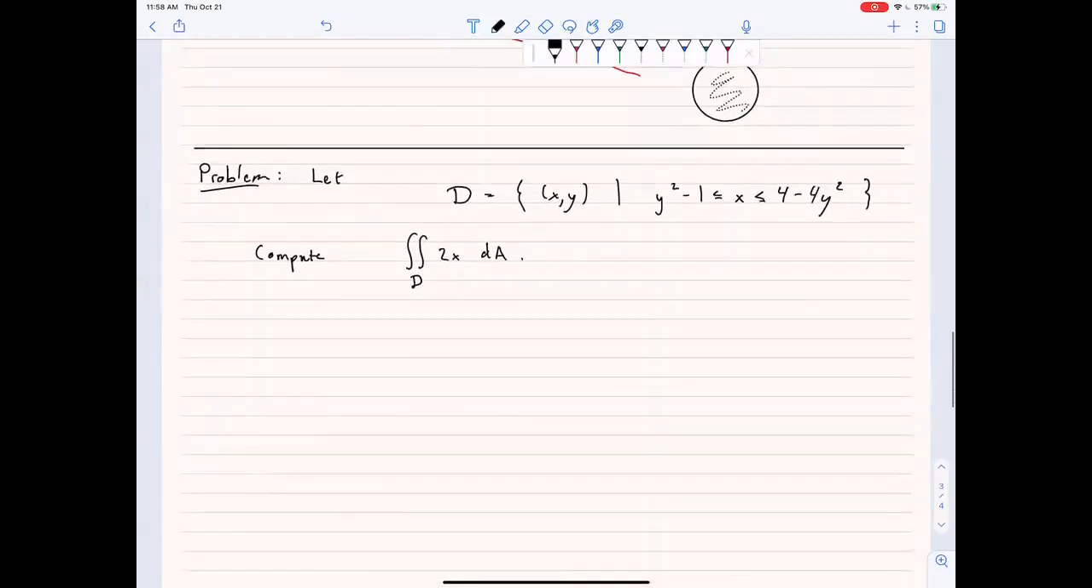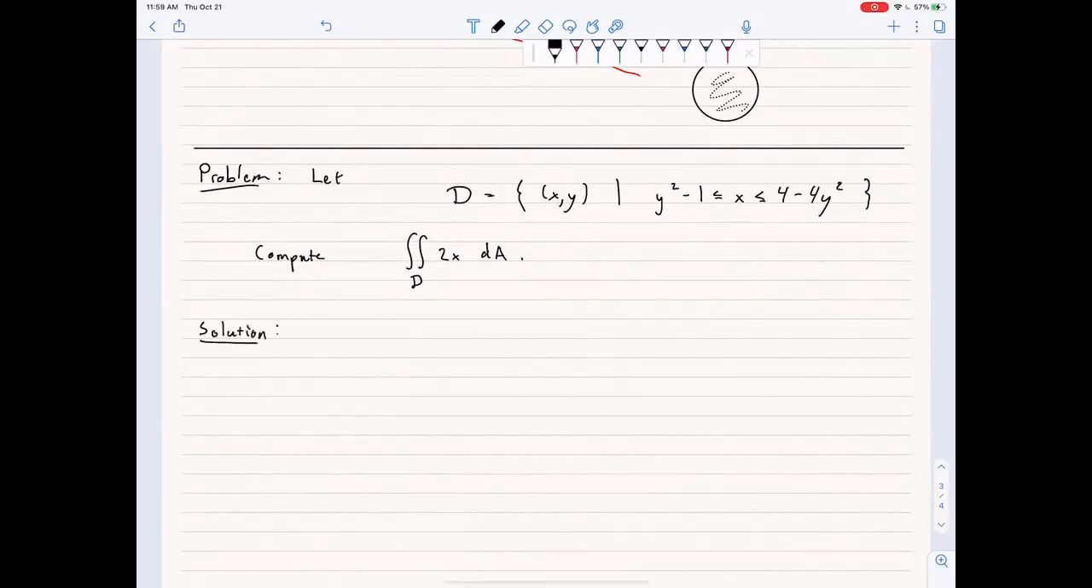If you look at a problem like this, you will find that sometimes these domains are not expressed in a completely obvious way as saying, oh, this is a type 1 or type 2. Unlike the previous case where we had constant bounds on one of them and then function bounds on the other, here we just have function bounds on one in terms of the other. And so there is a question here as to what kind of domain we have and how we want to write this as an iterated integral.